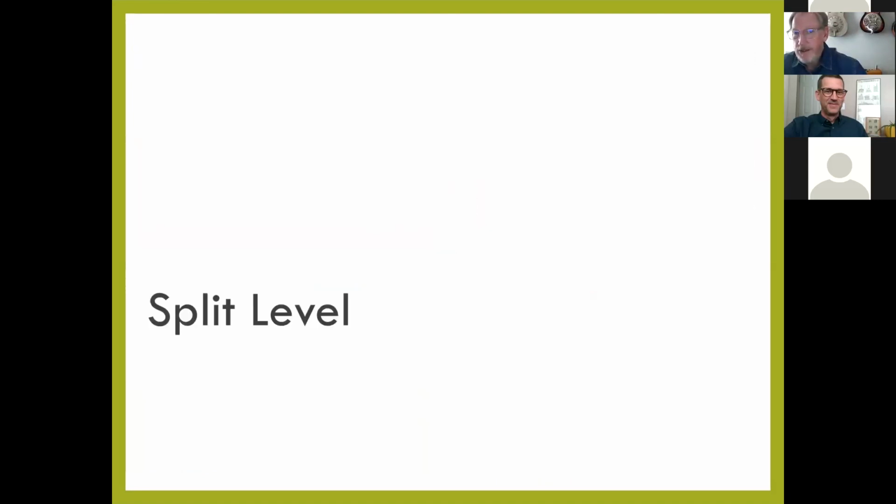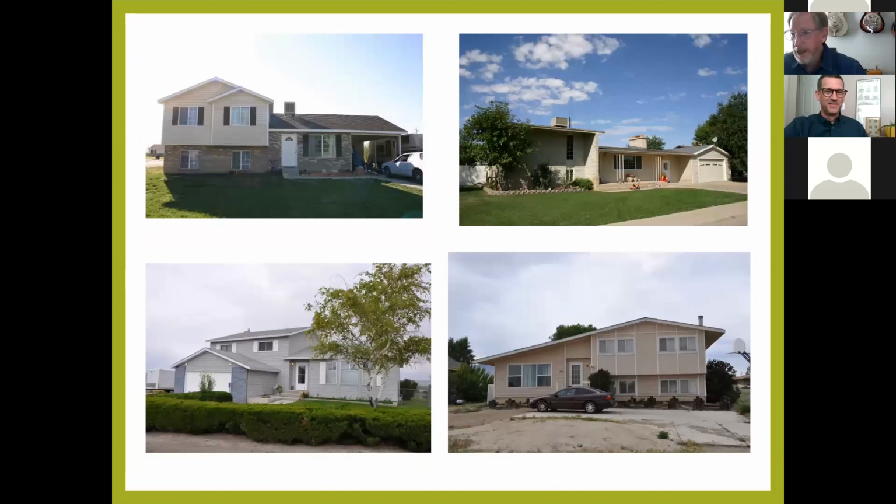And now we get to split levels in Utah. And most of you know the split level. The door enters on one floor, and then there's a stairway running down to a basement level or up to an upper level, going off that main level floor.